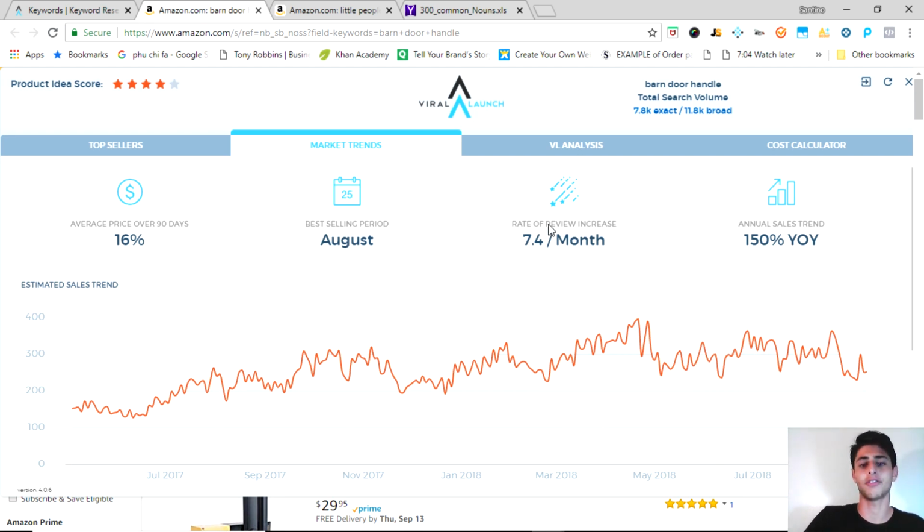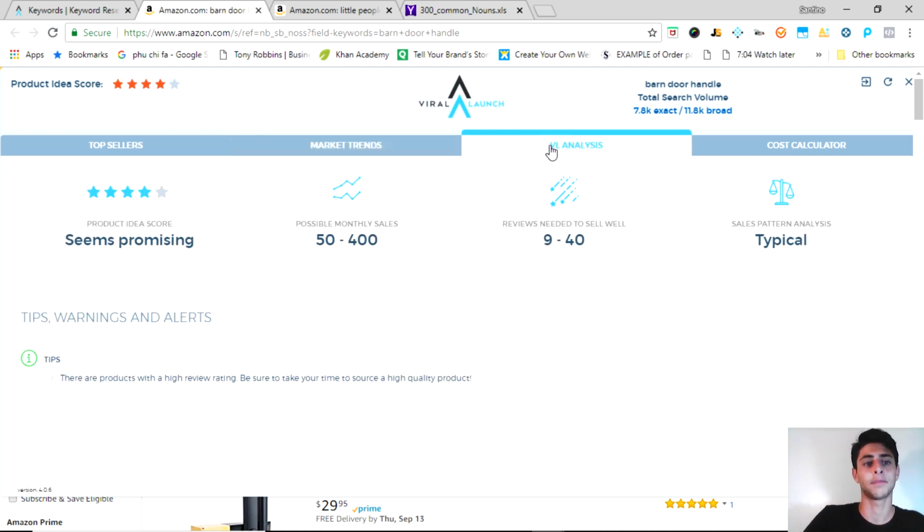And then the average rate of review increased 7.4. So that is also indicative of a healthy and growing market with good sales and good sales volume. And then looking at the annual sales trend, 150% year over year, which basically means that the market is growing, which also means that you could potentially grow your revenue every year by 150%. So that is a great sign.